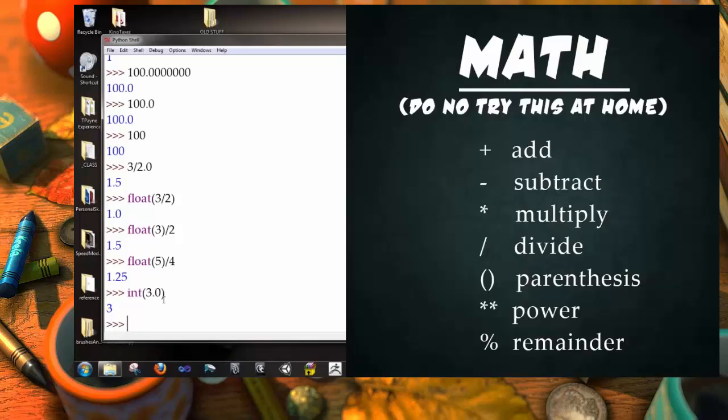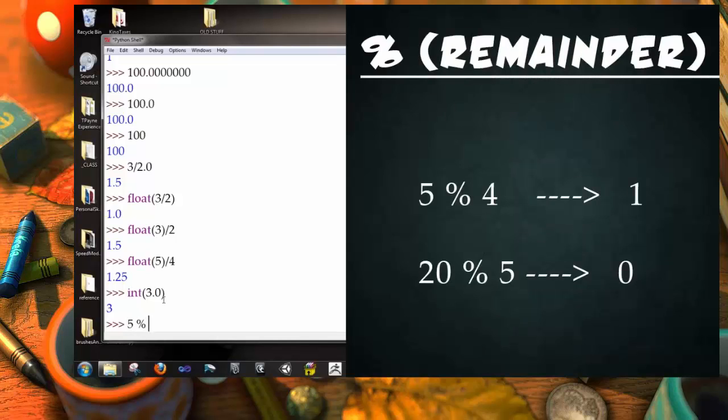Some other math operations you may want to know about is the remainder. And the way you use that is you type in 5 %, 4. So go ahead and type that in. And then press enter. So what this is saying is how much remains after I take out a whole bunch of number 4s out of 5.